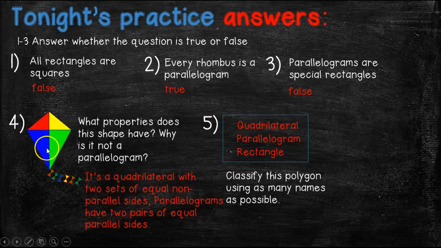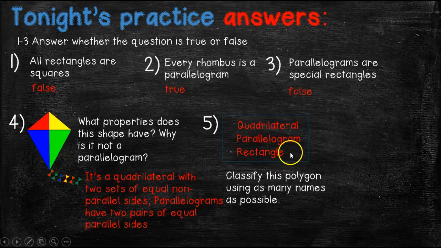What properties does this shape have, and why is it not a parallelogram? Well, first of all, this is called a kite, not just because it looks like a kite, but this is the shape of a kite. And it is a quadrilateral because it has 1, 2, 3, 4 sides to it, but it has two sets of equal non-parallel lines. So they're equal, they're congruent in length, but they're not parallel. And parallelograms have to have two pairs of equal parallel sides. That's why this is not a parallelogram.